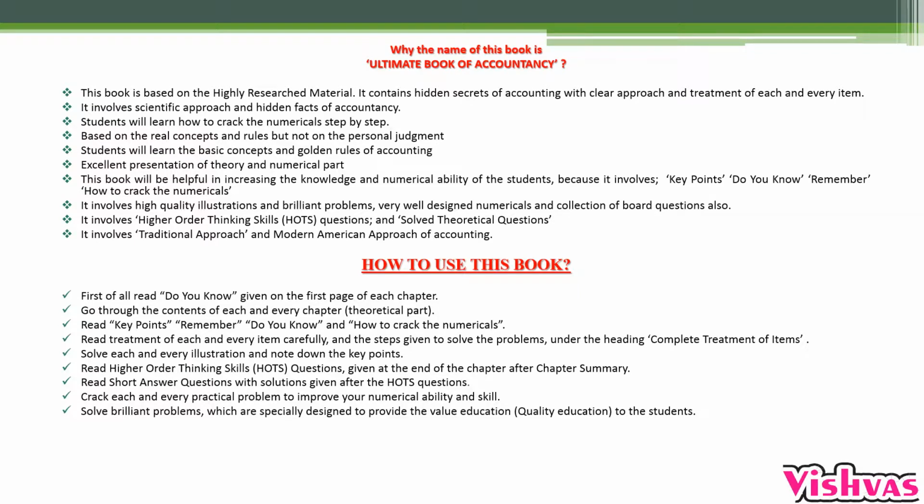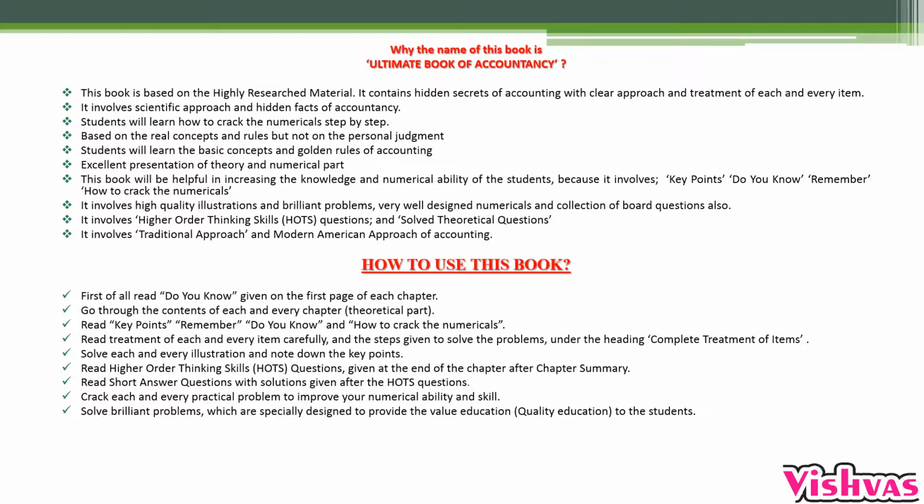This book is based on highly researched material. It contains hidden secrets of accounting with clear approach and treatment of each and every item. It involves scientific approach and hidden facts of accountancy. Students will learn how to crack the numericals step by step, based on the real concepts and rules but not on a personal judgment. Students will learn the basic concepts and golden rules of accounting.